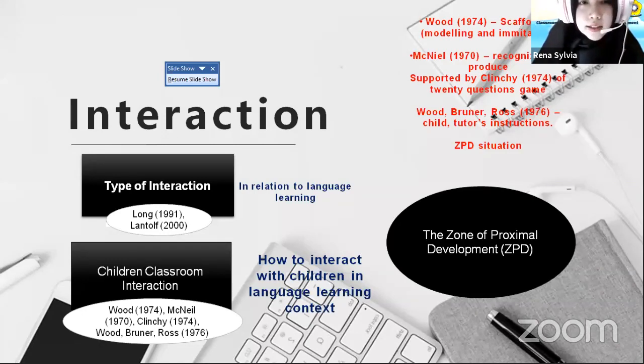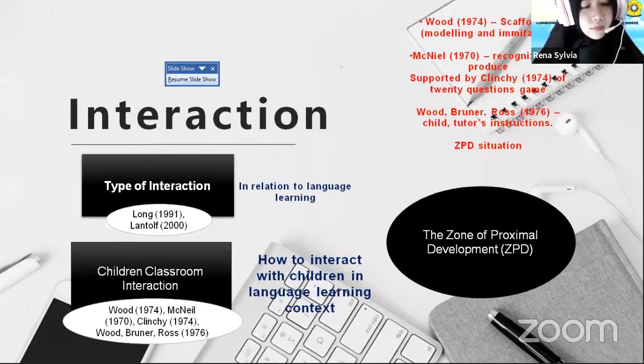At that time, the children could not decide which one is the best question, because they still don't know which one is categorized as good and which one is categorized as bad. It is also added by Wood, Bruner, and Ross in 1976, who said that children's success and failure during the lesson inside the interaction is determined by the tutor's instructions.